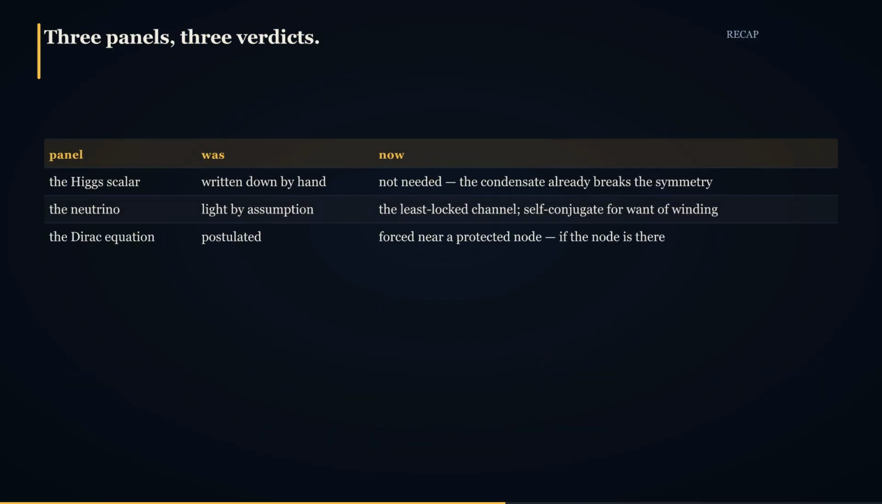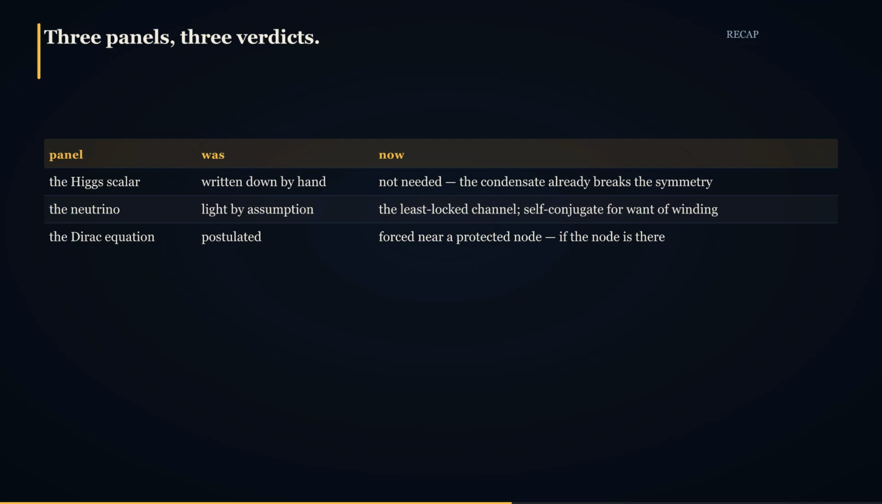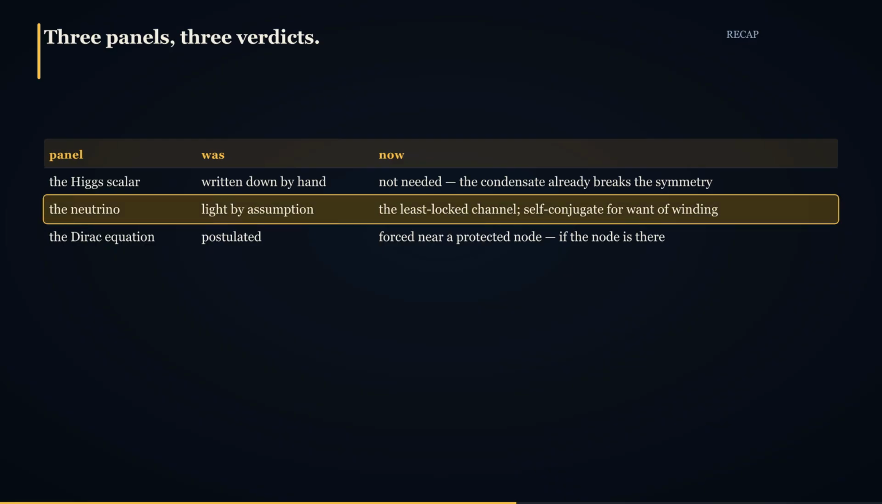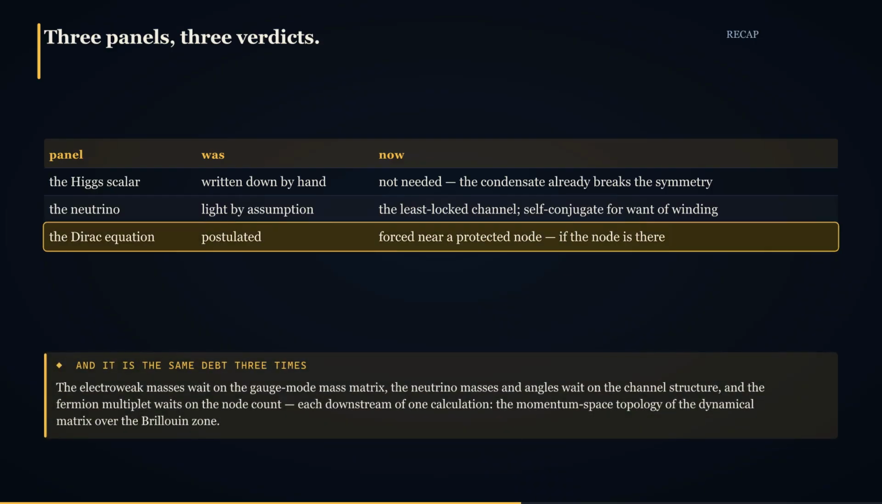Three panels, three verdicts. The Higgs scalar is not needed, because the condensate already breaks the symmetry. The neutrino is light because its channel is the least locked, and self-conjugate because a chargeless defect has no winding to orient. The Dirac equation is not postulated but forced near a protected node, if the node is there. All three now wait on the same calculation.